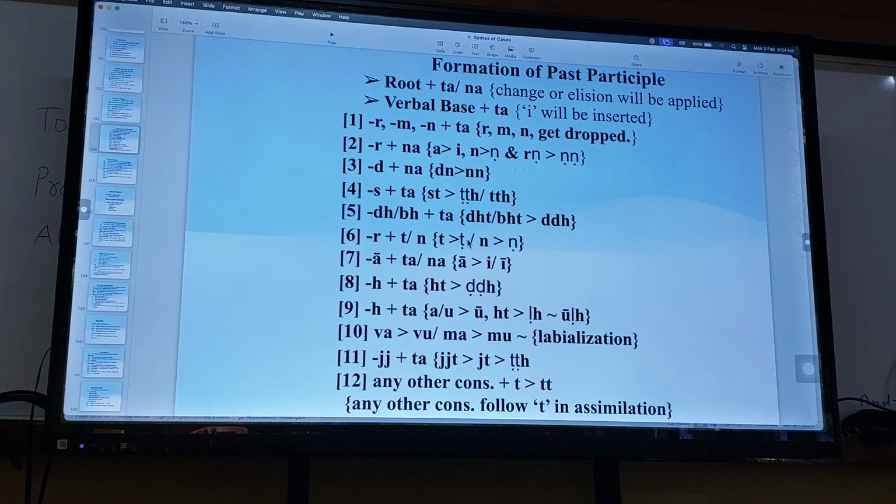Before learning the usage of the past participle, now we are forming the past participle briefly. Actually, you have already learned it thoroughly. Last week I also introduced it. We have two ways to form the past participle: to the root, and to the vowel base.